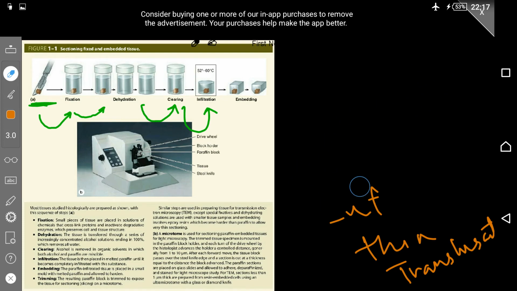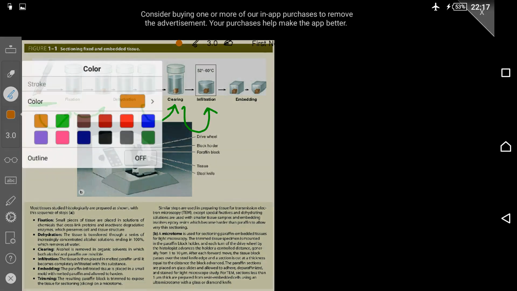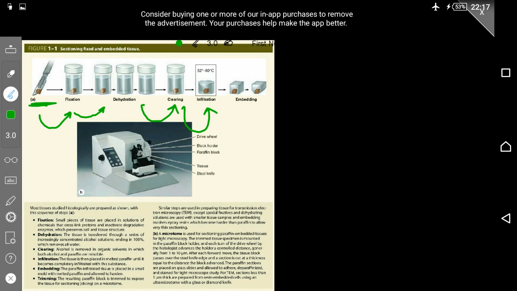This process is usually called sectioning, sometimes also called slicing, and this other process, which is sectioning or slicing, is done on a tool, another equipment. Let me mark it here. Goes into embedding, and after embedding goes to slicing. Slicing is done with a tool or equipment called Microtome.